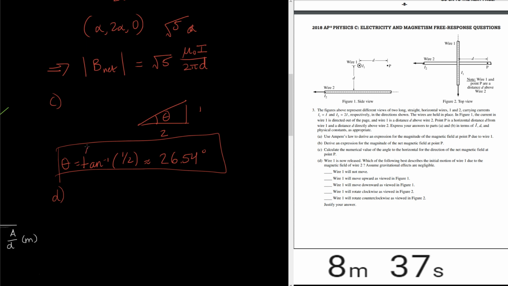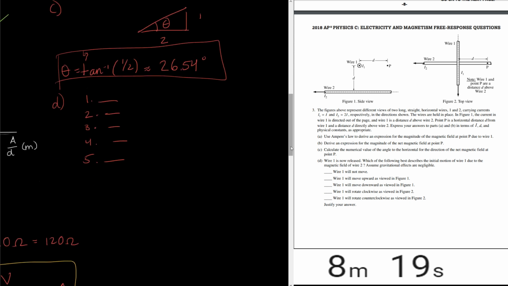Wire 1 is now released. Which of the following best describes the initial motion of wire 1 due to the magnetic field of wire 2? Assume gravitational effects are negligible. So here they've got lots of options, so I'm just going to have 1, 2, 3, 4, 5 for my check marks. 1 is wire 1 will not move.